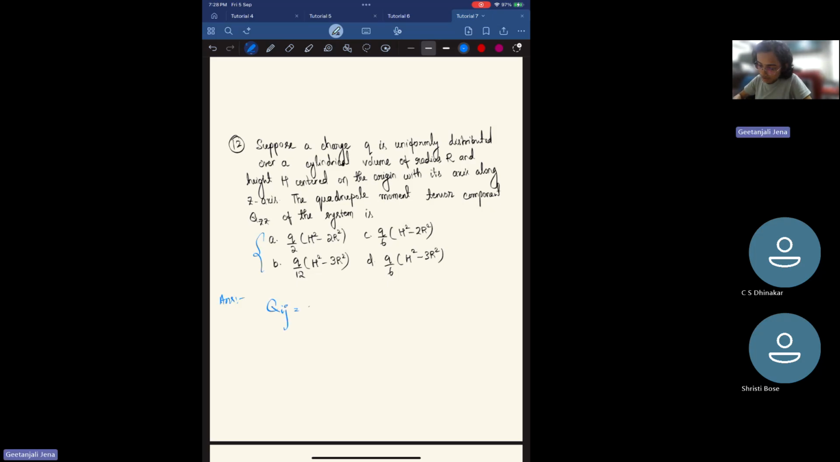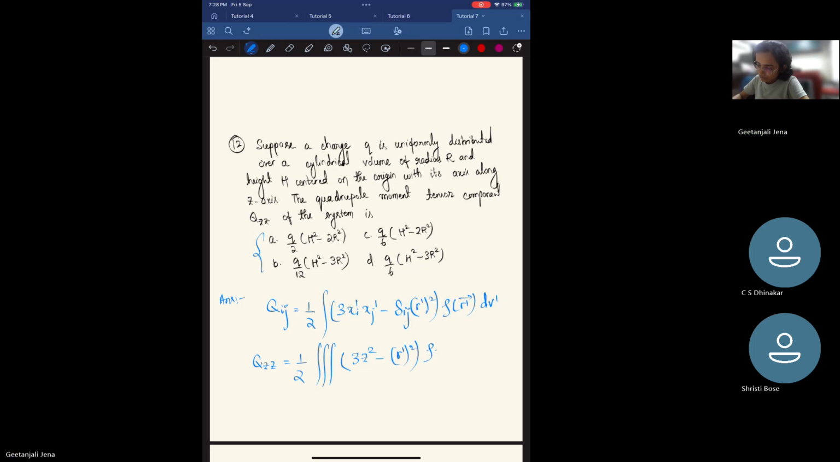So Q_ij, if we recall, is the integration of (3 x_i' x_j' minus delta_ij r'^2) rho(r') dV'. For Q_zz, we have the integration of (3 z^2 minus r'^2) rho(r') dV', and dV' for this cylinder will be r dθ dr dz.